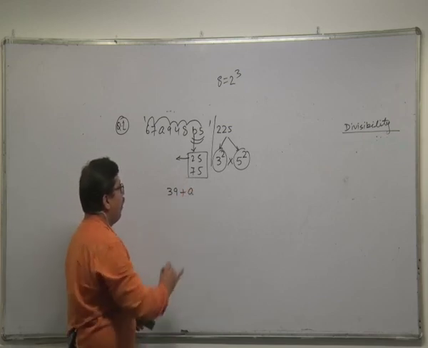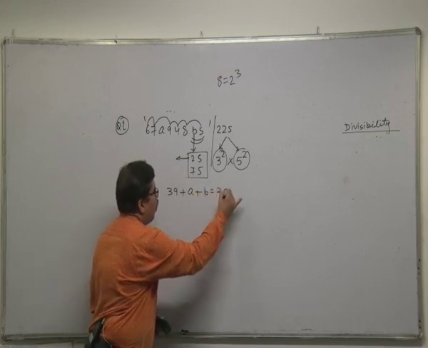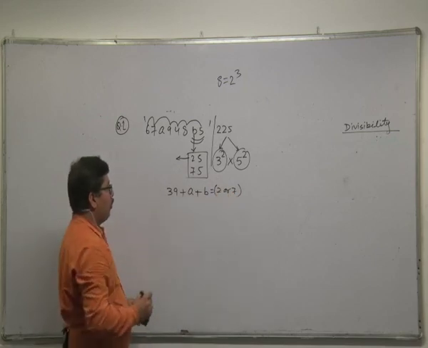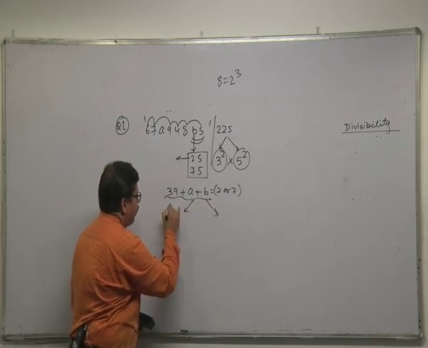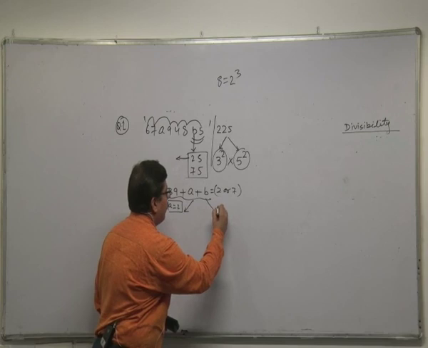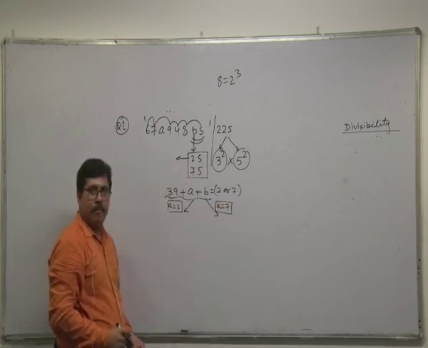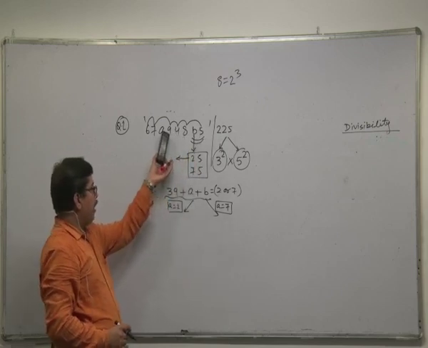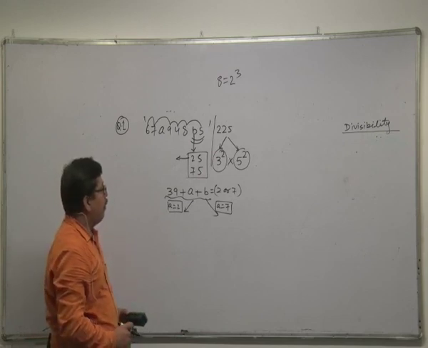Right? And B is how much? Either 2 or 7. Can I say? Either 2 or 7. So sum of the digits is what? 5, 8, 13, 17, 26, 33, 6, 39.